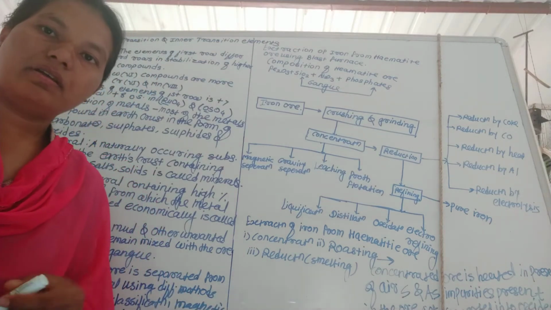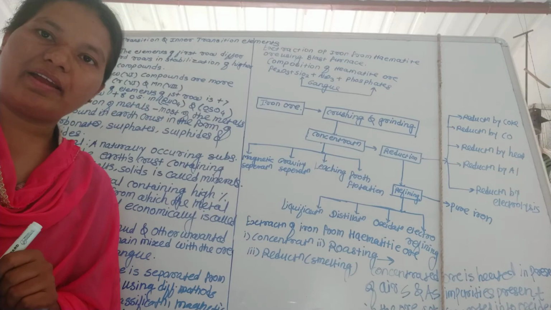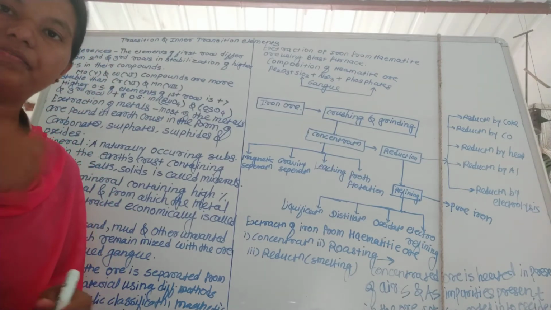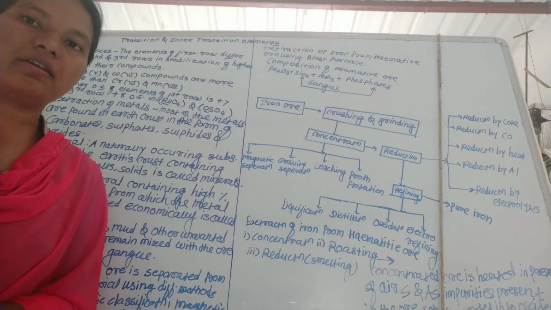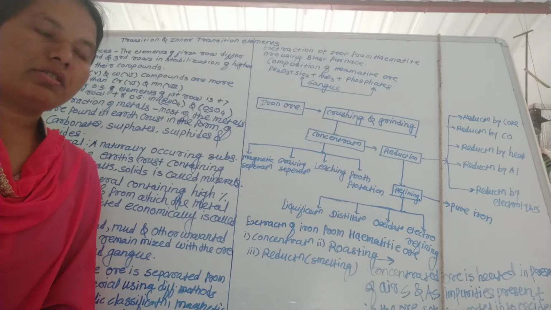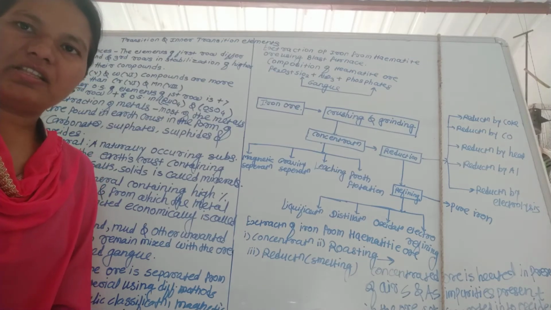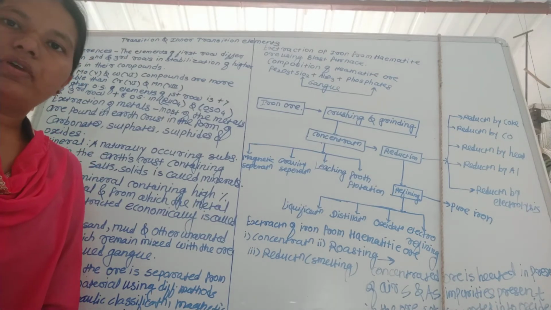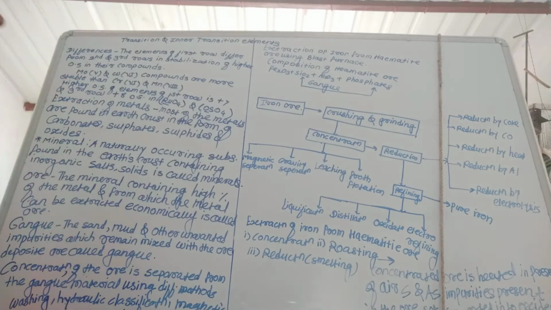Hi friends. Next point from the transition and inner transition elements is what are the differences between the first, second and third transition series elements. They differ in their oxidation state. You can simply say that the stability of the compounds of the first row differs from the second and third rows in stabilization of their higher oxidation state in their compounds.